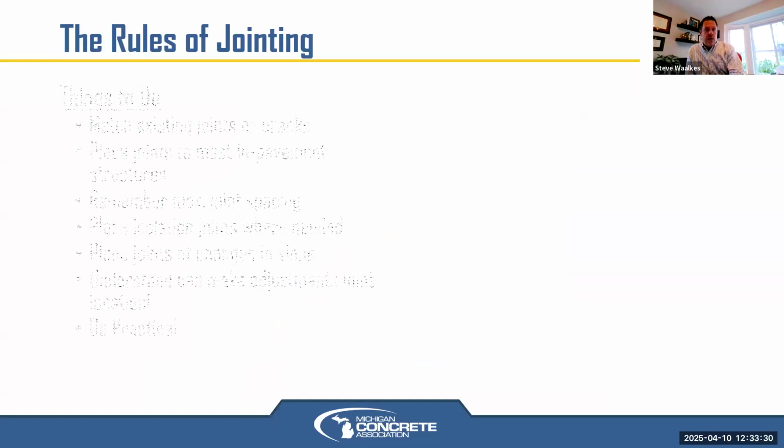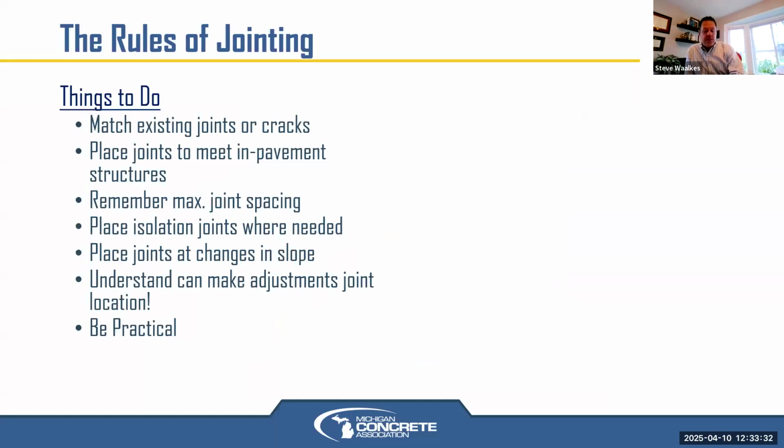All right, let's talk about how we joint pavements. I'll just talk in general. I'm not going to go through an example again. This could be a whole talk just on this. You have to match existing joints or cracks from either old concrete or even just the previous placement next to it. The joints need to continue all the way across the width of the concrete that's being placed, or the length of concrete that's being done, all the way to the free edges.